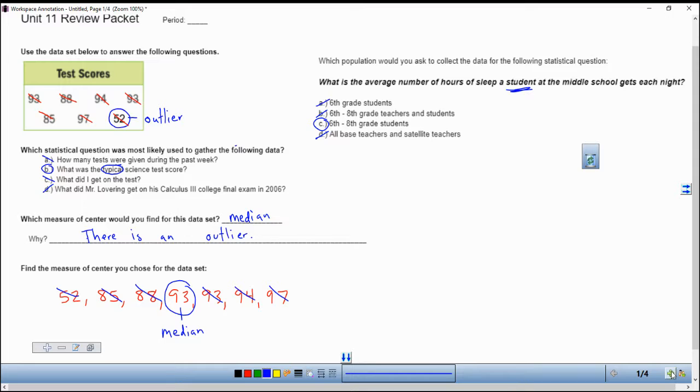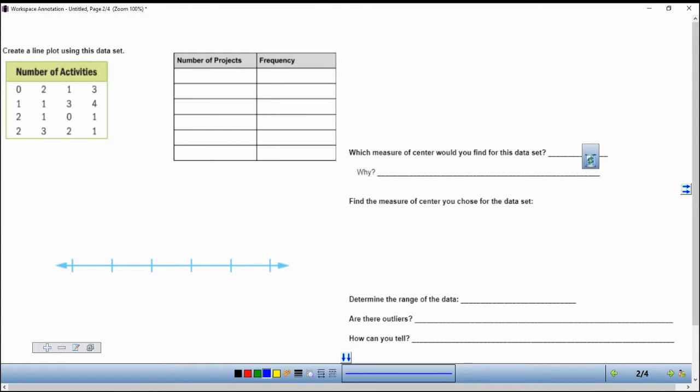So page 29. All right, we're going to make a line plot. So you can kind of go ahead of me if you know what you're doing. You can go make that line plot. Let's do it. So number of projects, we have the least is 0, and we're going to go all the way up to 4. 1, 2, 3, 4. All right, so we're going to do this carefully. We want to make sure we count all the data. We're going to make a little tally table right here. All right, and we're going to make sure we count each one once.